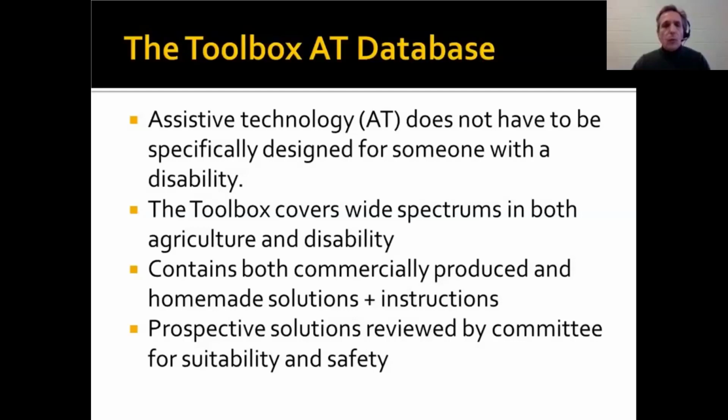The toolbox does cover a wide spectrum in both disability and agriculture, all the way from row crops and livestock production and dairy to things like beekeeping and hydroponics and aquaponics and all the other specialty niche crops that you can think of. We have commercially manufactured products in the toolbox. We have homemade solutions and ideas, and we also point you to some online instructions for things like how to put together your own chicken tractor or chicken coop.